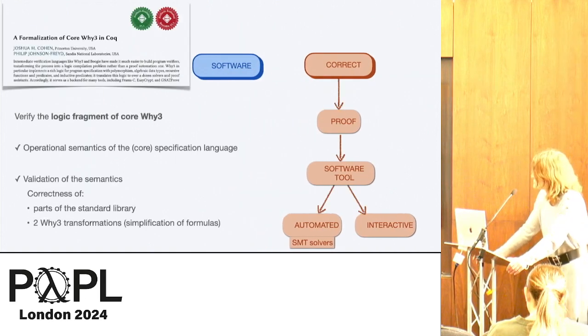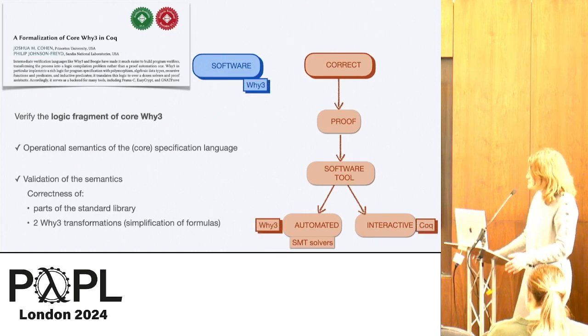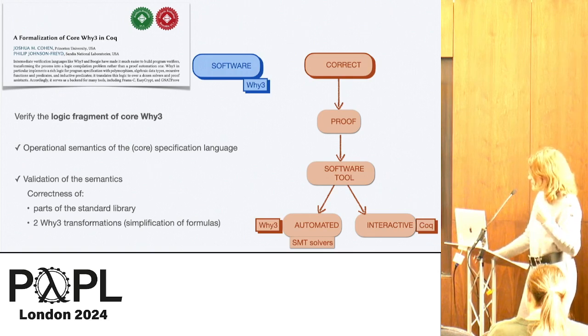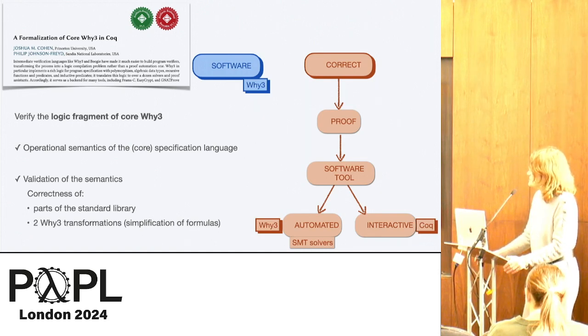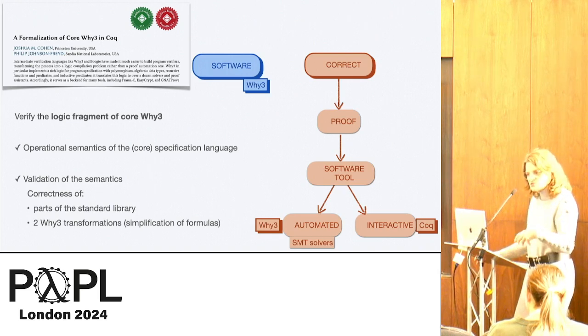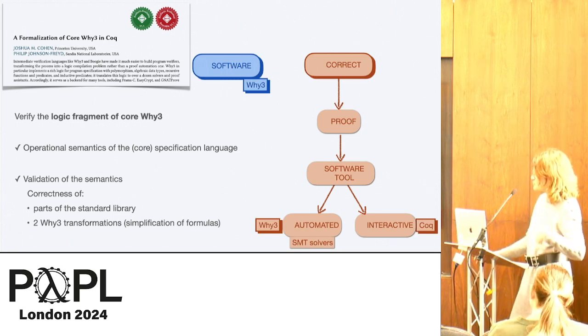So the first paper is about, the long-term goal of the first paper is to verify one of these tools, to verify the Why3 automated prover. And this paper is the first step towards this verification. So when you use Why3, you do contract-based programming, meaning that you write specification using contracts, pre- and post-conditions, and then you write your program, and you want to show that your program satisfies the specification.